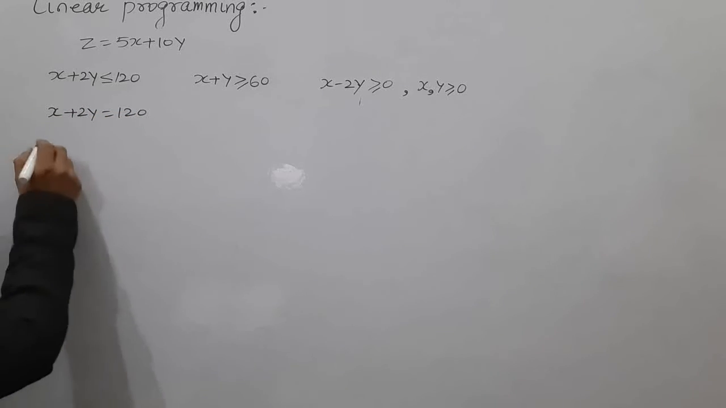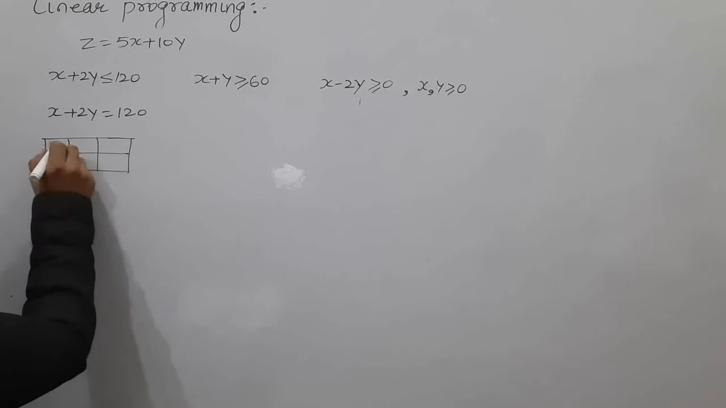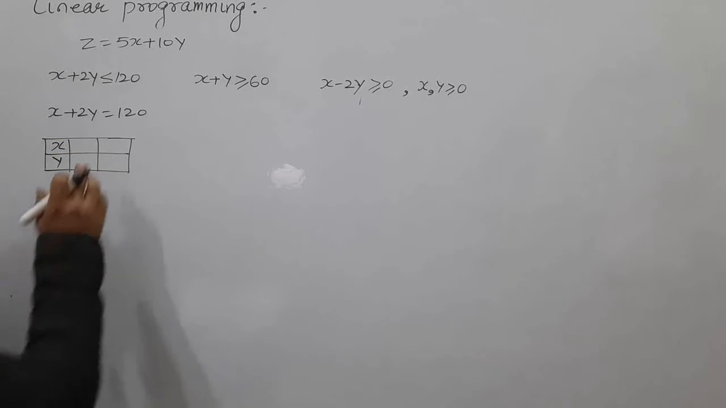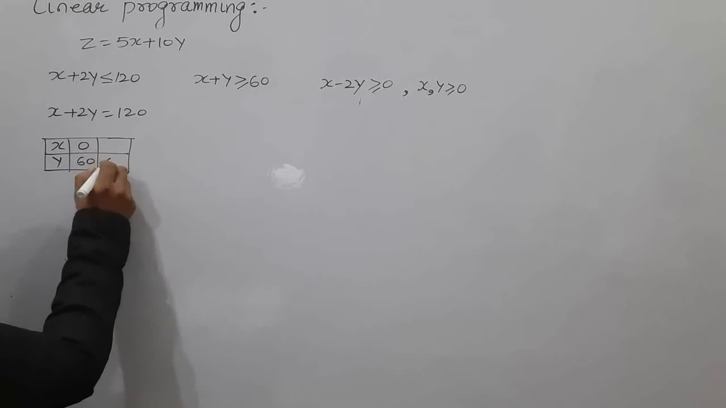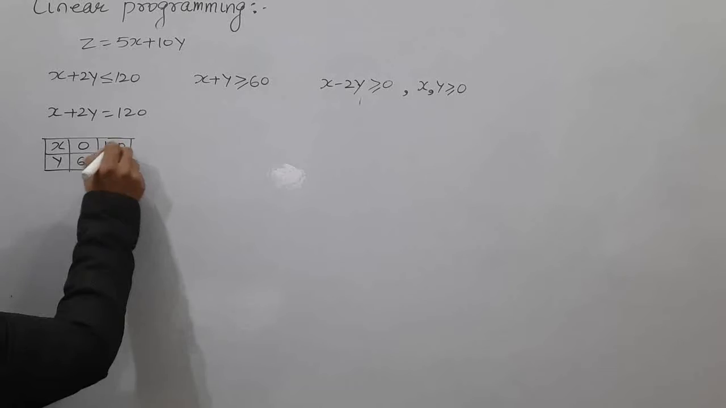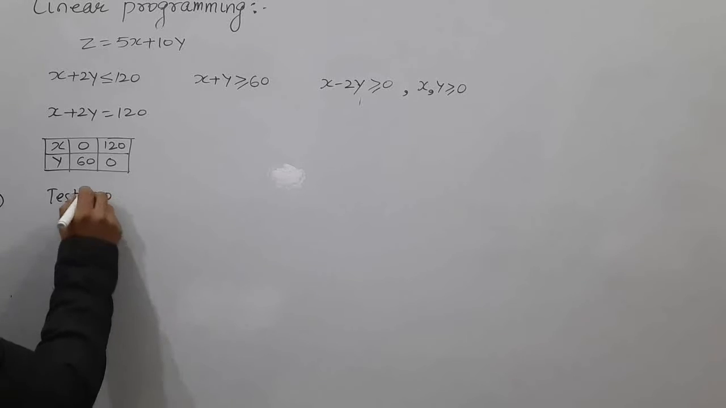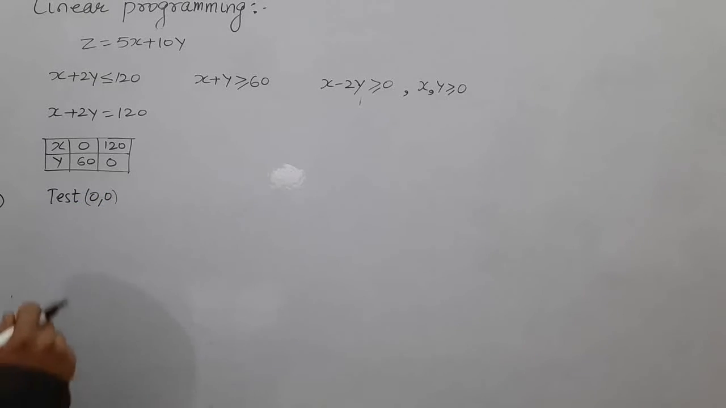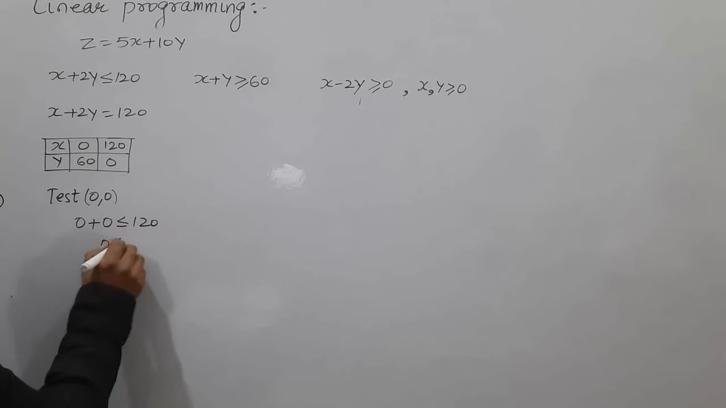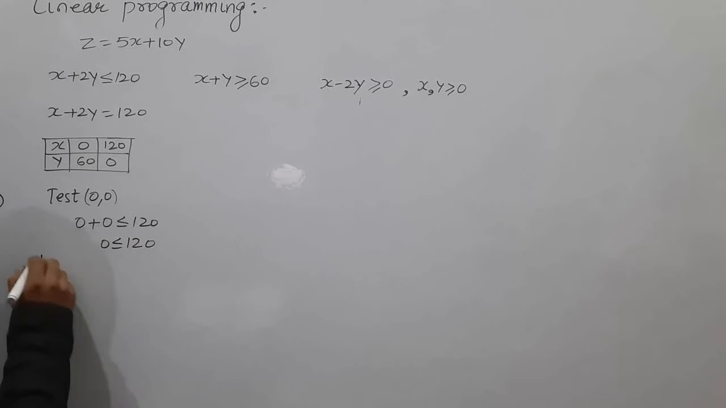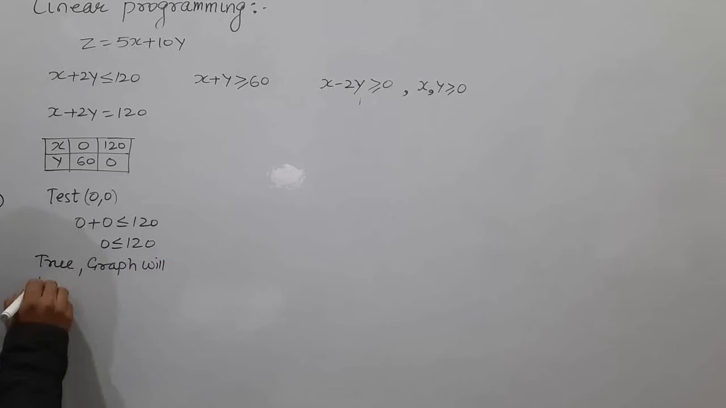The second step is to draw a table or find the points which are to be plotted in the graph. Whenever x is 0, then y will be 60, and when y is 0, then x is 120. The last step is to do the test, and this is to be done for the origin. Now 0 plus 0 is less than or equal to 120, implies 0 is less than or equal to 120, which is absolutely true. So the graph will be towards the origin.